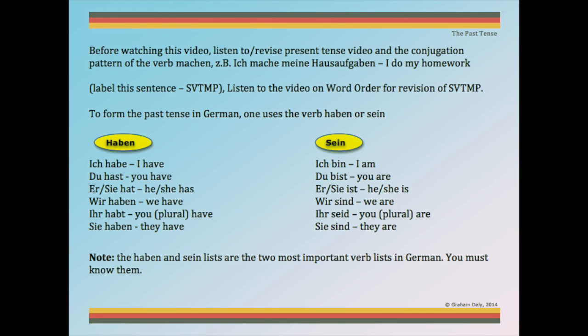Okay, so as I stated in a previous German podcast, the sein and the haben list are the two most important verbs in German, so it is absolutely necessary that you know them. If you are still unsure, go back to the podcast titled Sein or Haben with exercises to practice these before continuing.